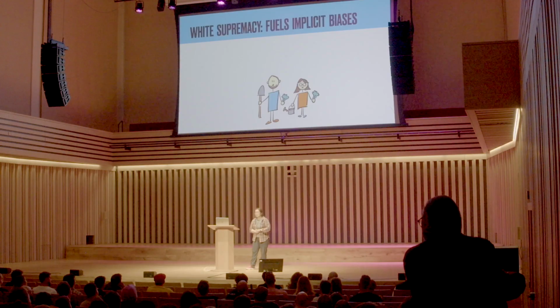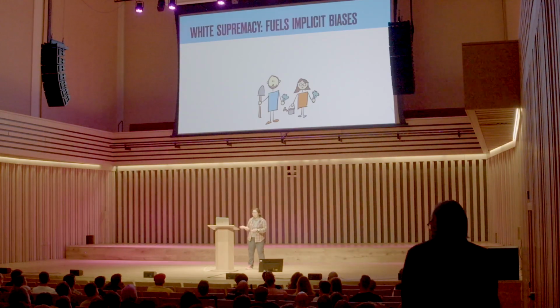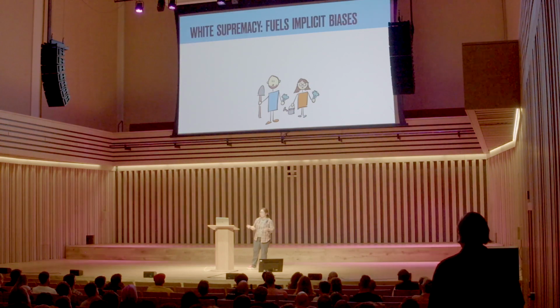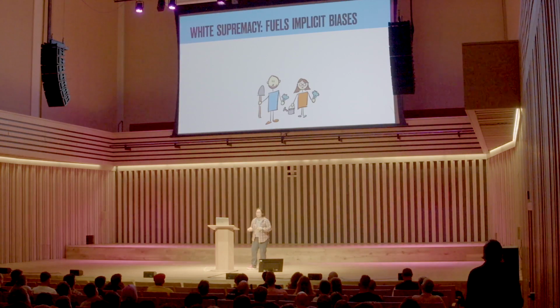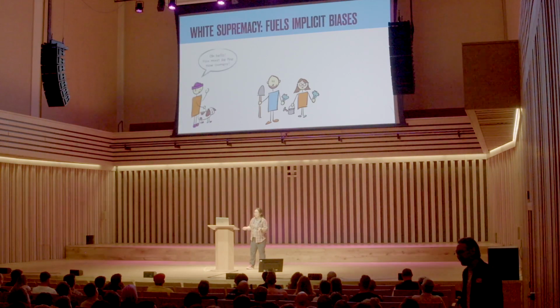Another thing, white supremacy also fuels implicit bias. While this example isn't as egregious as the other ones, I just wanted to show that it can take a spectrum of different aspects. So this is my husband and I. We got a house not too long ago, and there's a bunch of weeds in it. So we're like, okay, let's tackle these weeds. So we're out there gardening, pulling weeds, and a neighbor walks by with her dog.